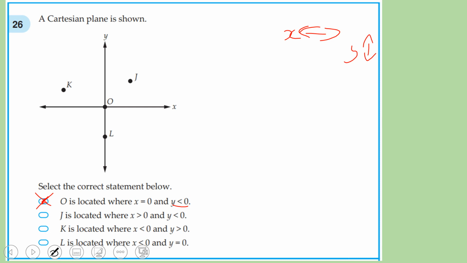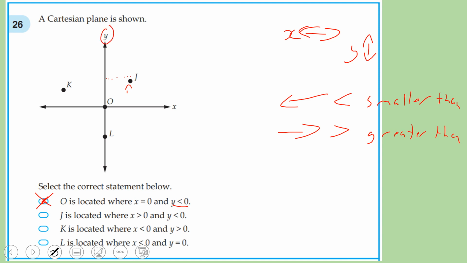So remember, just like on a ruler, numbers go smaller as you go to the left. Smaller. So think of it as smaller than. And numbers get bigger as you go across on a ruler, which looks like this, means greater than. And this is with the numbers at the top of a ruler, by the way. Anyway, so let's have a look. J is located where x is greater than 0. That part is correct. And y is less than 0? No, it is above your y. We're heading upwards on y. So that one is wrong also.